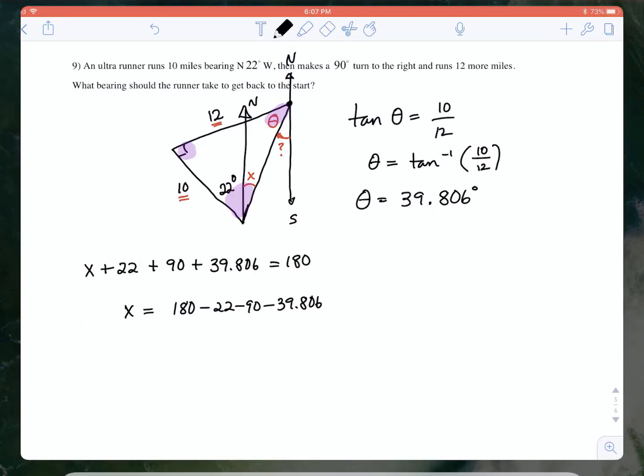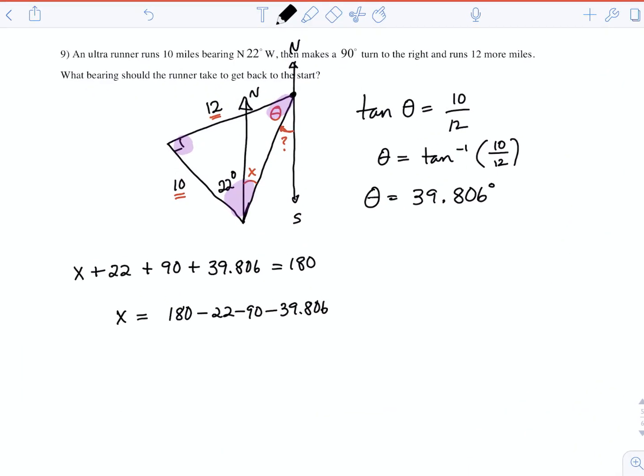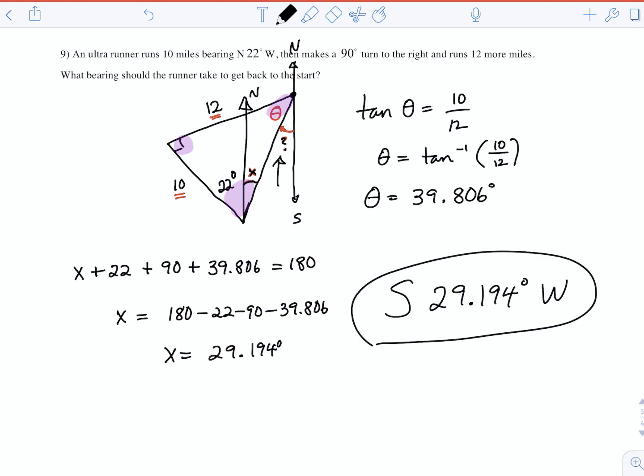And then we're practically done with that one. So x is equal to 29.194 degrees. So again, this x right here is the same as the question mark. So that means this angle in here is saying from the south, go towards the west by 29.194 degrees. That is the direction they should run.